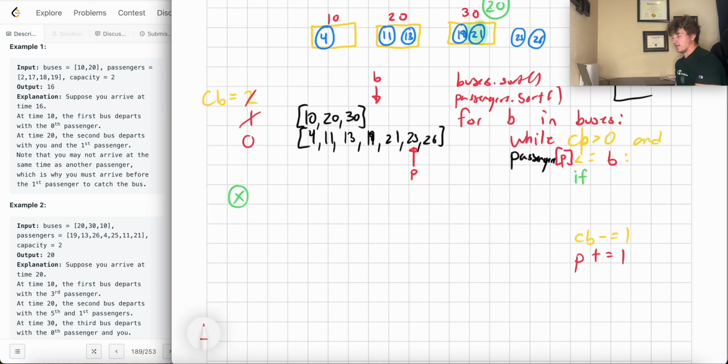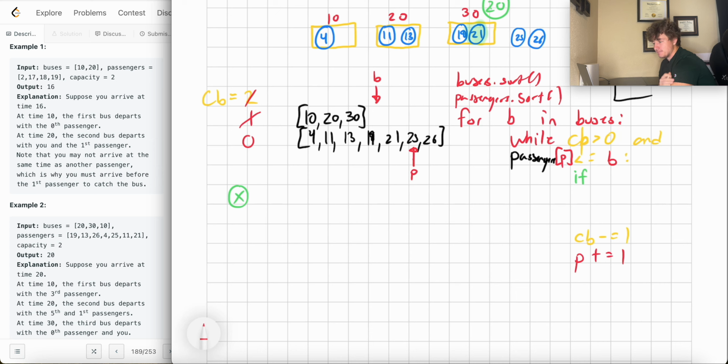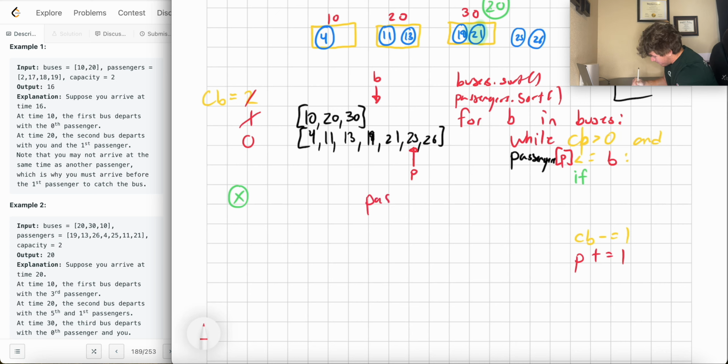Okay, and the reason why that's important is because B is the actual bus value, because we're looking at each of the bus values. P is just the pointer, so we want the passenger at the pointer. So where would be the best place to put this new thing? When we're looking at 21 and 21 gets on the bus, that would be passengers of P. Passengers of P equals 21.